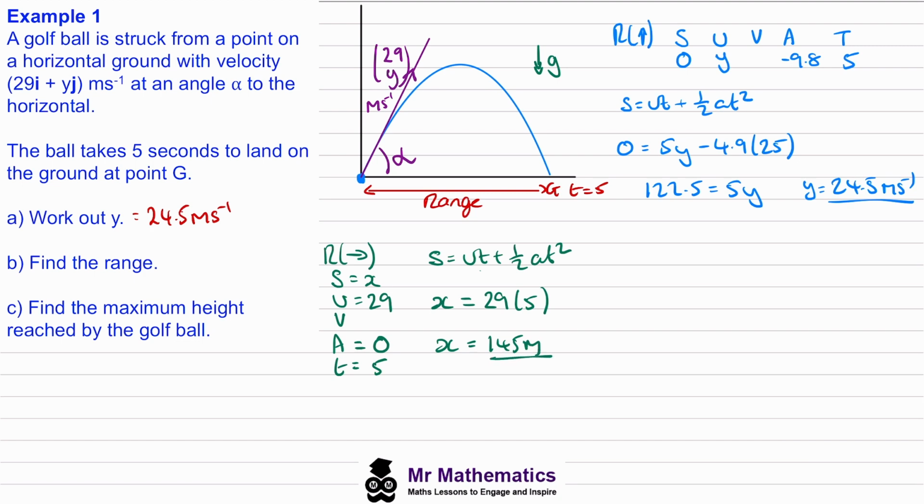And then for part C, to find the maximum height reached by the golf ball, I'll show this on our diagram. This will be this height here.